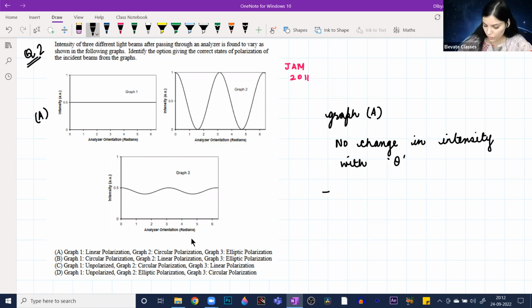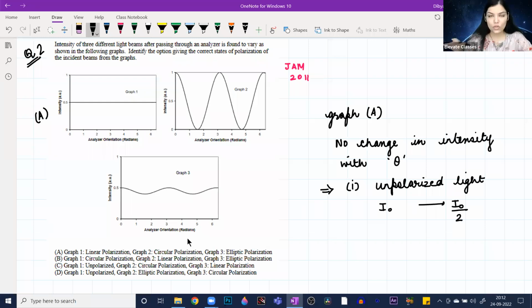So when can this happen? Then this can happen when I have an unpolarized light, because we know कि अगर unpolarized light होता है, so what do we get? If I naught is the intensity, I'll simply get I naught by 2, and there is no dependence on theta in this case. Okay? But now this is also true for one more type of light. And what is that? That is circular polarization.